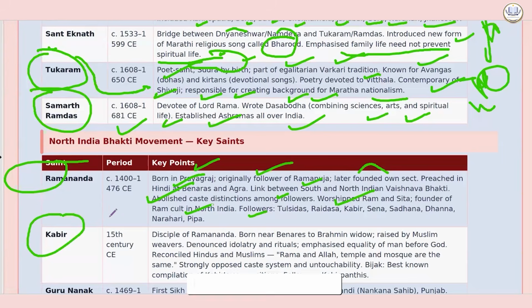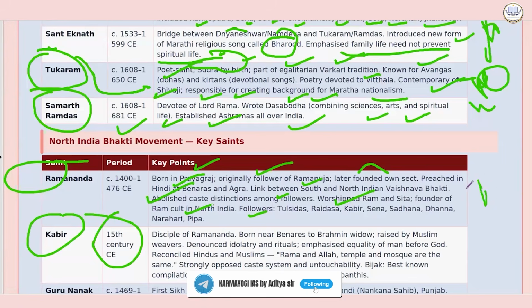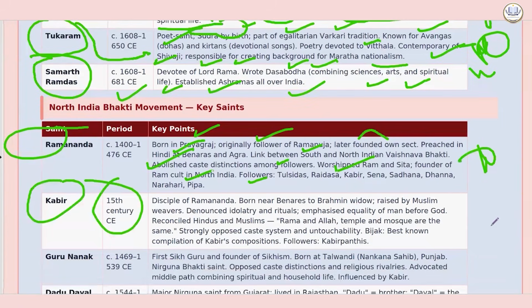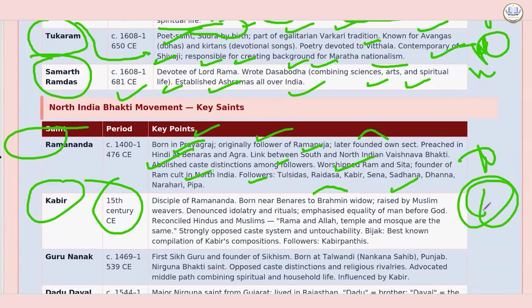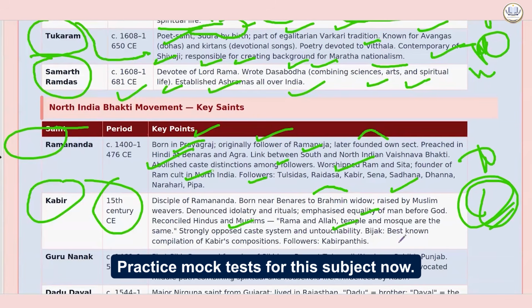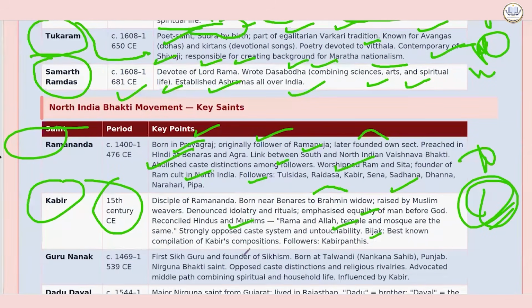Then we have Kabir Das, 15th century. He was a disciple of Ramananda, born near Banaras and raised by Muslim weavers. He was said to be born to a Brahmin widow in Banaras, and he was of no religion, he was of humanity. He denounced idolatry and rituals, emphasized the equality of men before God, and reconciled Hindus and Muslims. Ram and Allah, temple and mosque are the same. He strongly opposed the caste system and untouchability. Bijak is the best known compilation of Kabir's compositions. His followers are called Kabir Panthis. He wrote so many books and so many dohas, which you read now.